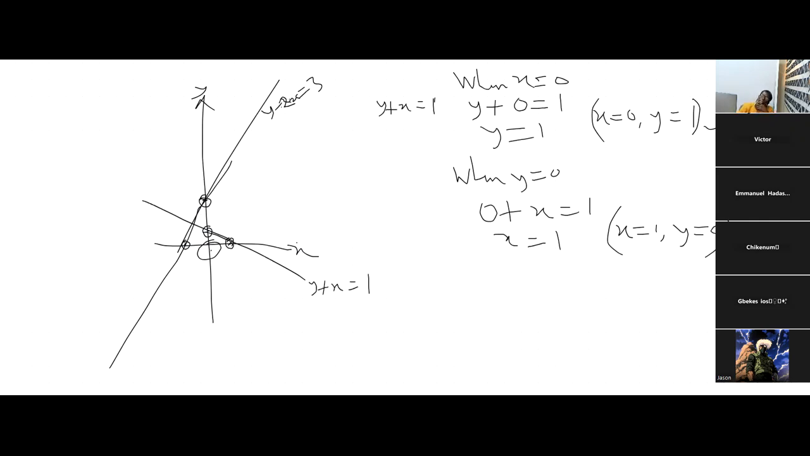That means the point of intersection of the two, I can change the color of my pen. Okay, let me change the color of the pen. I've done it. So here now, the point of intersection of equation y minus 2x equal to 3 and y plus x equal to 1 is this place. Do you agree?